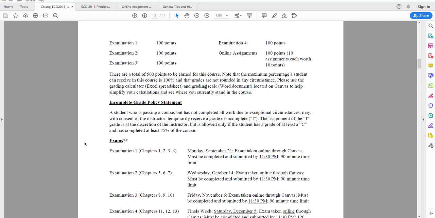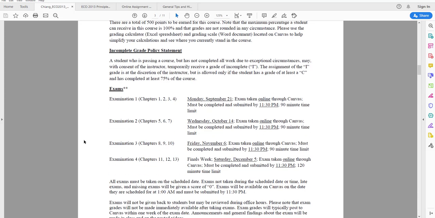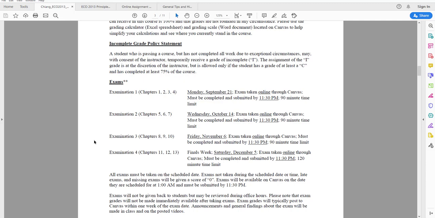So there are 4 exams in this course, as you can see, and these are the dates and times that you should be taking the exam. So Monday, September 21st, Wednesday, October 14th, Friday, November 6th, and Saturday, December 5th. Put this into your calendar because these are the exact dates when the exam needs to be taken.